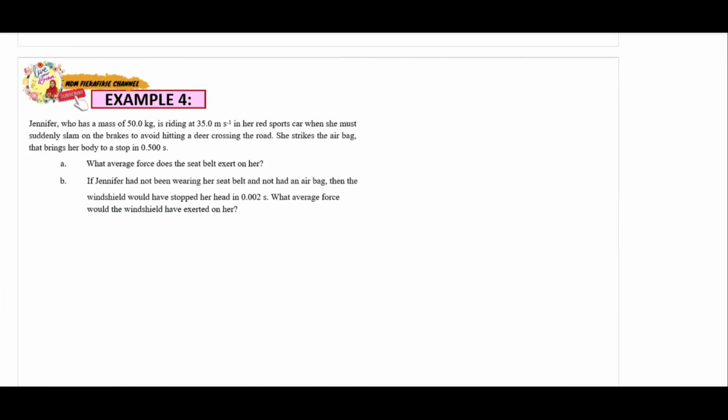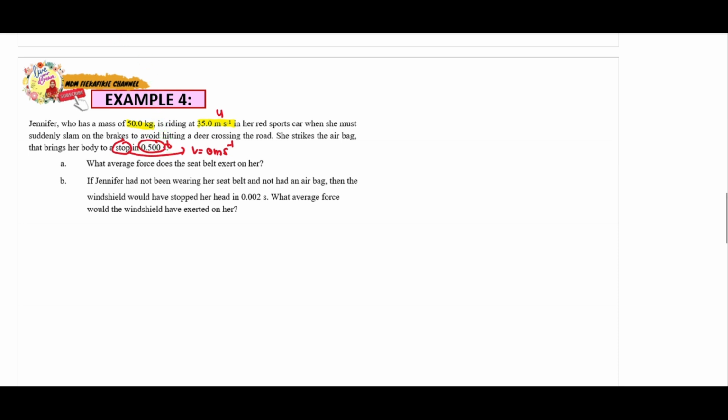And then question number 4, we have Jennifer who has a mass of 50 kg. So the mass of this girl is 50 kg, riding at 35 meter per second in her red sport car. Okay, so this is the initial velocity when she must suddenly slam on the brakes to avoid hitting a deer crossing the road. She strikes the airbag that brings her body to a stop. Okay, means that v is equal to 0, in 0.5 seconds. So this is t.